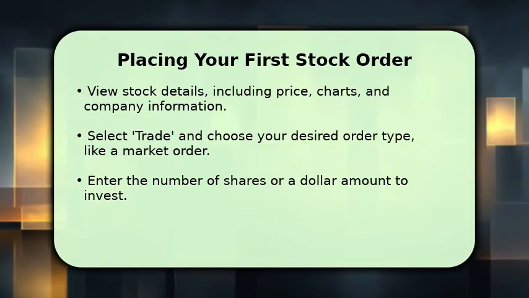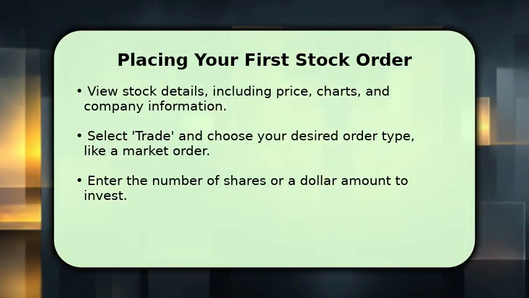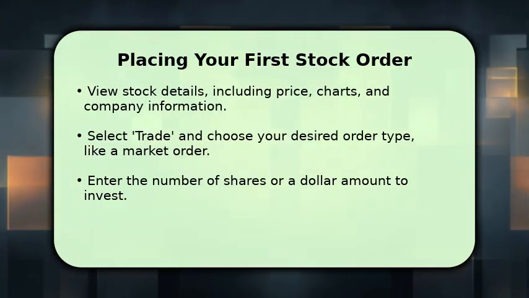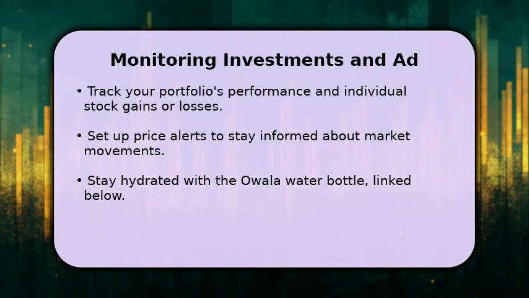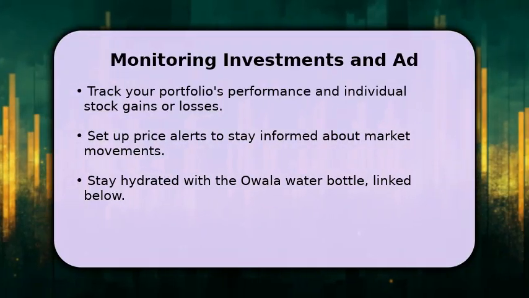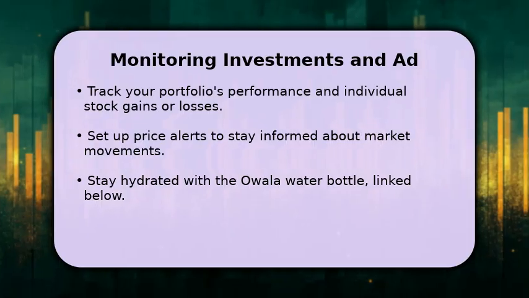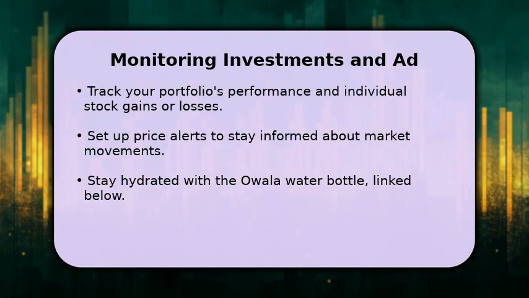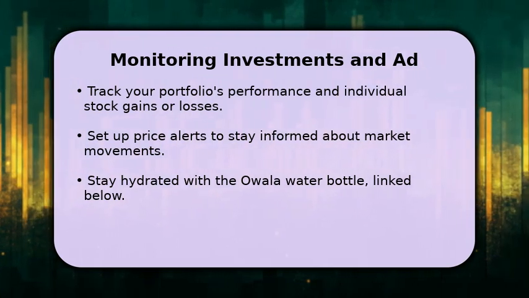Enter the number of shares you wish to purchase or a specific dollar amount you want to invest. Review your order carefully before submitting it. After placing your order, you can monitor your investments directly from your Robinhood portfolio. Here, you'll see your overall performance, as well as the individual gains or losses of each stock.